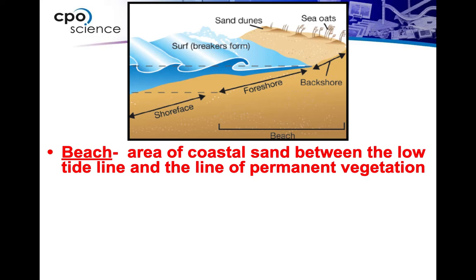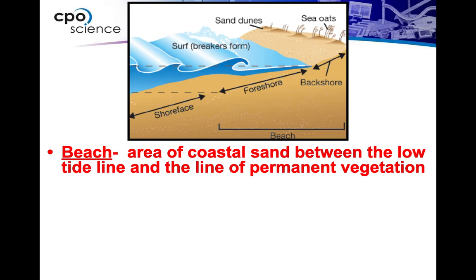So we're familiar with the beach, but as you can see in this diagram here, there are other parts to it. The beach is the area of coastal sand between the low tide line and the line of permanent vegetation. So oceans experience tides, which means the water flows in and the water flows out, all because of the gravitational pull between the moon and the earth. So if you live near a beach, the water is not going to be the same every day. It's going to come in and go out, high tide and low tide.